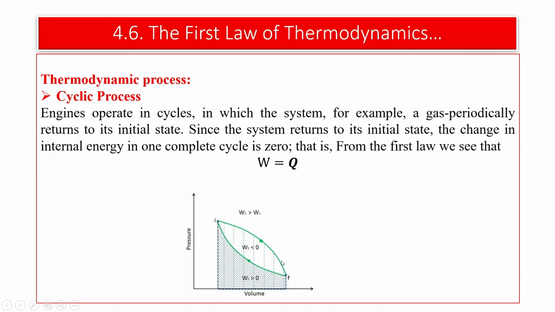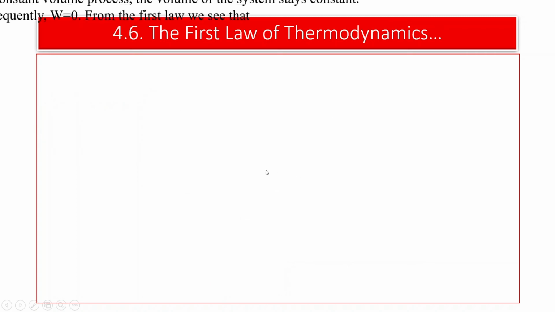It goes like this first, then I return back in this direction. Due to this, the system returns back to the initial state. So this is considered to be a cyclic process, and the change in internal energy in this process will be equal to 0. So from this you can understand that this Q value will be equal to the work done.